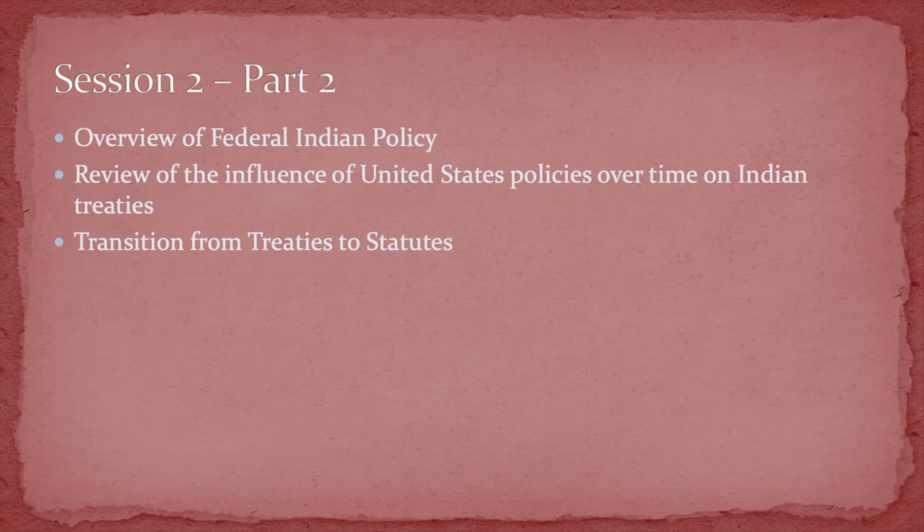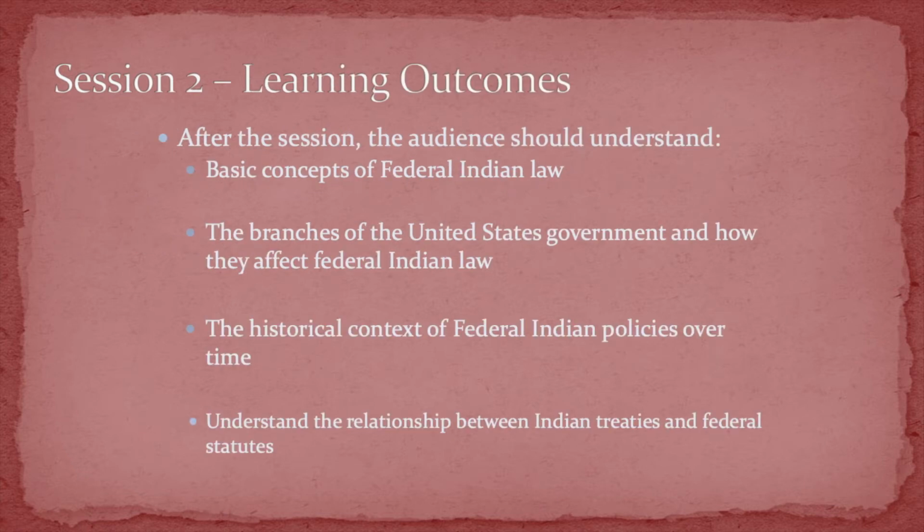So part two, we're going to go through an overview of federal Indian policy, and this is what's going to take a lot of work for us to go through. We're going to go through some historical context. Now, there are other things going on in the world and in the United States that I will only mention that may not end up on the screen, but you can only put so much of what's going on at any given time before it becomes overwhelming to you. So I've picked a few things. And then we'll talk at the end about the transition from treaties to statutes.